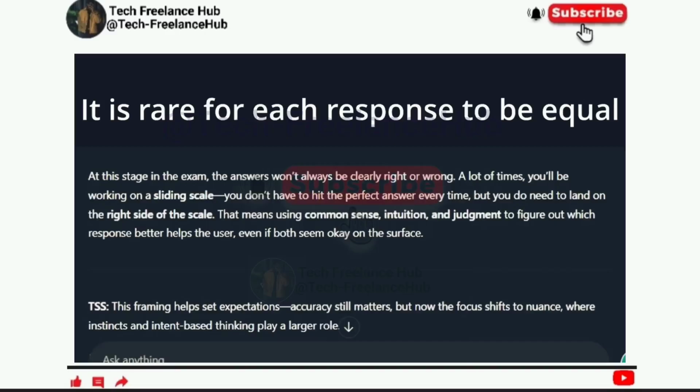To make things easier, imagine you were the person writing that prompt. What sort of answer would you actually expect to see? What would be a bad answer? What would be an okay one? And what would be a perfect answer that couldn't get any better?